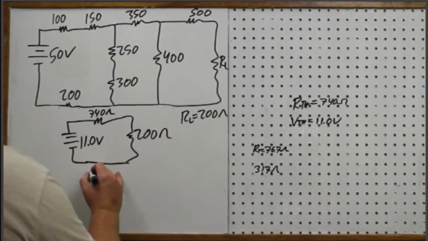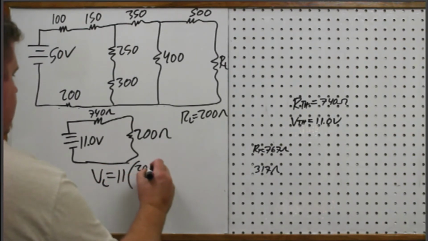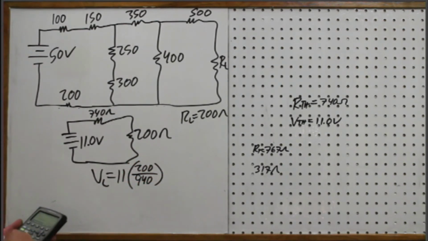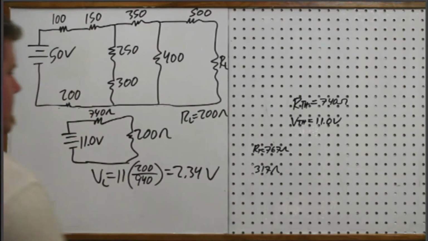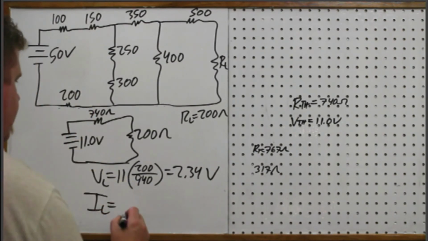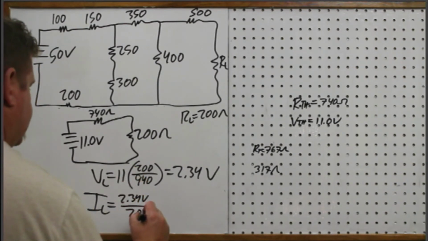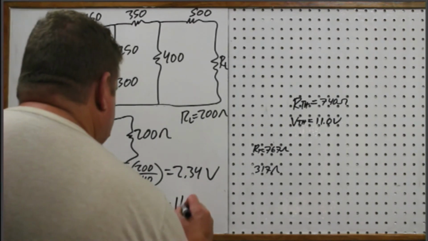And so now if I want to find the voltage on the load, that's going to be 11 times 200 over, add those together, and you get 940. That's 2.34. And so then the current is going to be 2.34 volts divided by 200 ohms. And I get 11.7 milliamps.